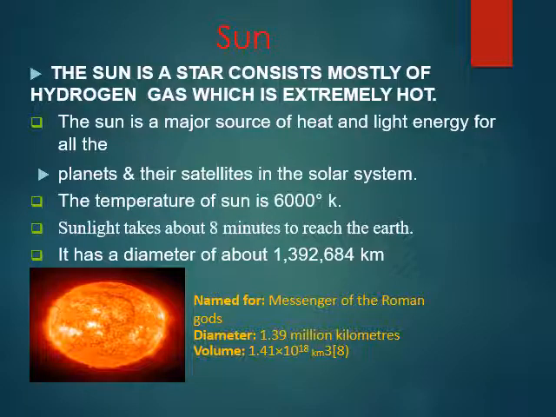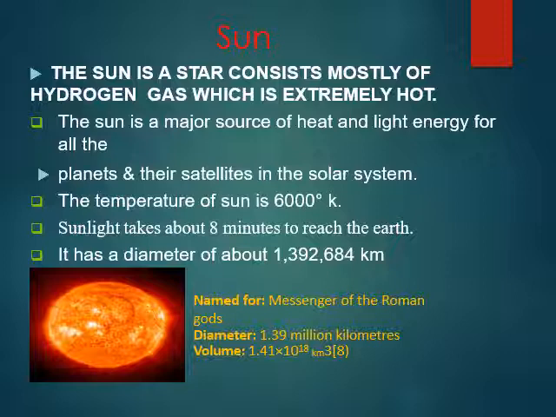Sun. Sun is a star, consisting mostly of hydrogen gas which is extremely hot. The sun is the major source of heat and light energy for all planets and their satellites in the solar system. The temperature of the sun is approximately 6000 degrees Kelvin. Sunlight takes approximately 8 minutes to reach the Earth's surface.